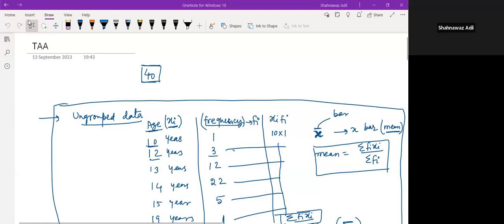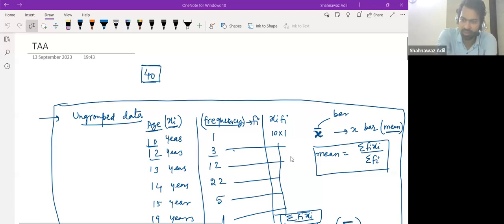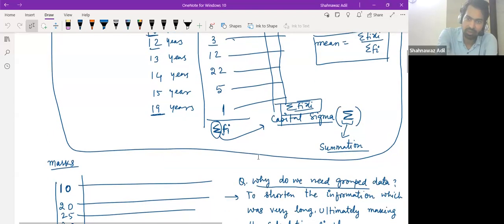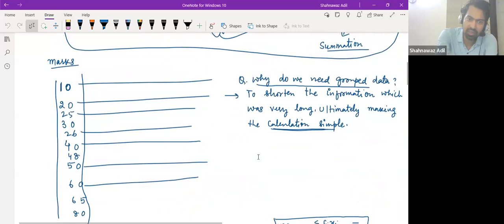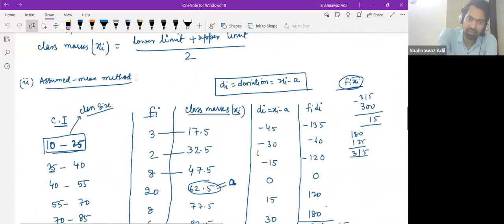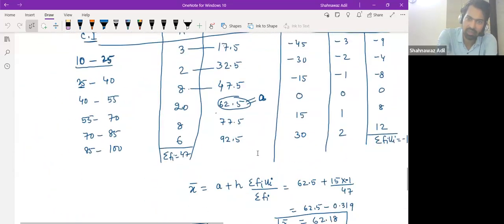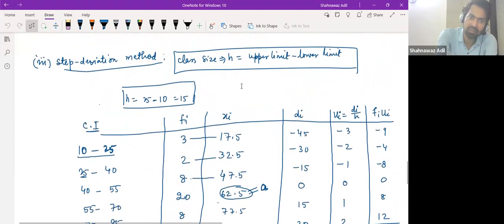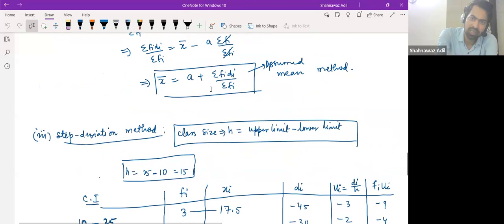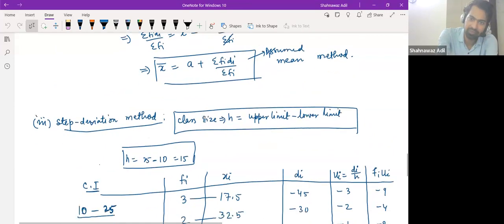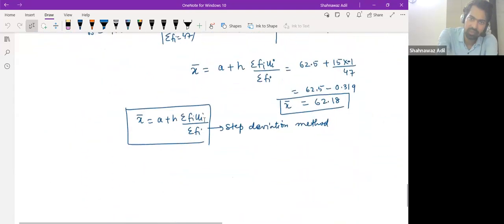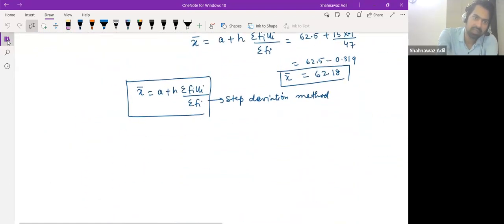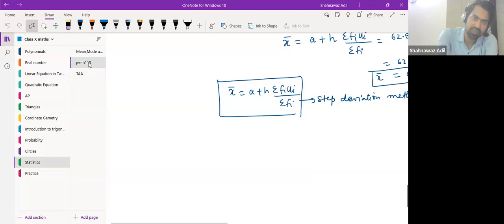Okay, so it's already 7:40, right? So did we do this step deviation method? Yeah. So we have done this step deviation method, right? So any doubt in these methods, guys? Any doubt? No, sir. Okay, so let us start. Then we can start questions.